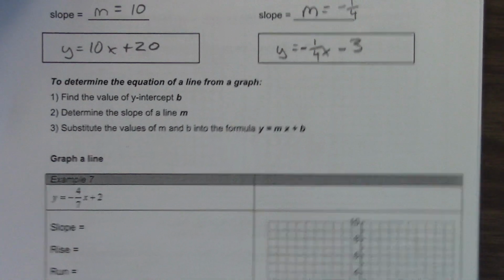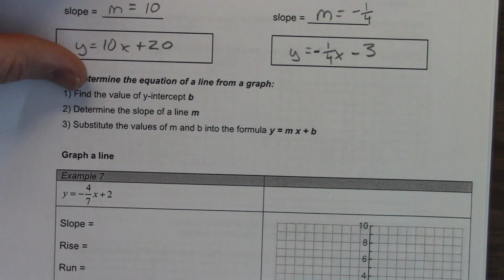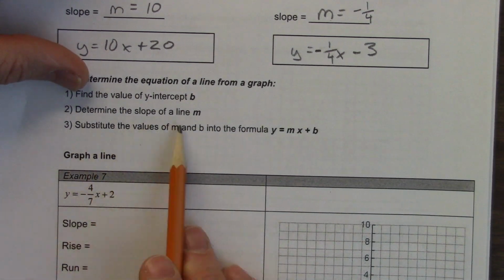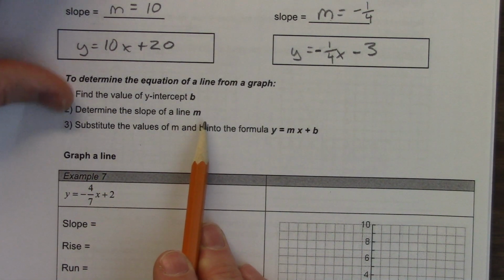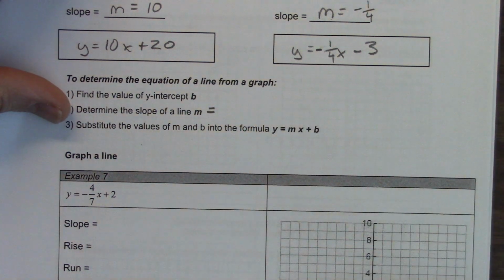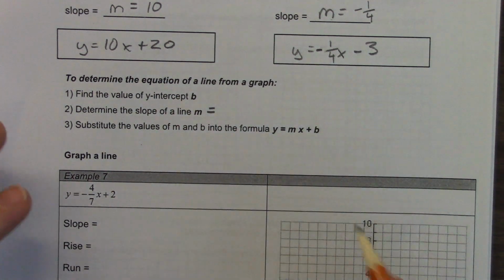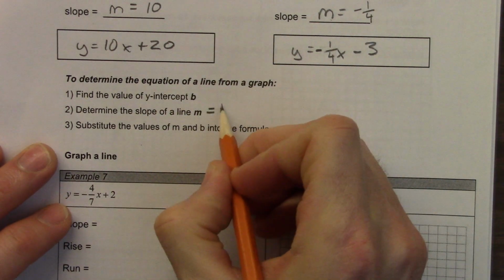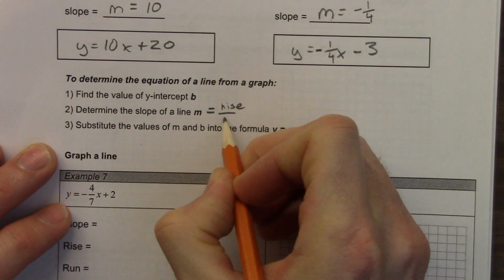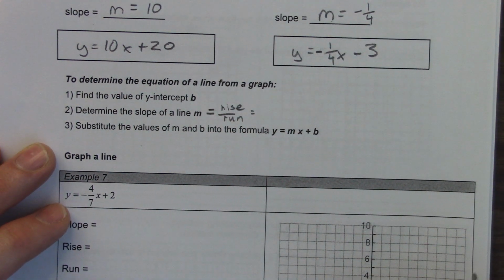All right, next one. To determine the equation of a line from a graph. One, you're going to find the value of the y-intercept b, determine the slope of the line m. How do we do this? How do we determine the slope? Slope is equal to what? Liam. Good. Which is equal to, was that Liam? Is that you? Yeah. Oh, it didn't sound like you.